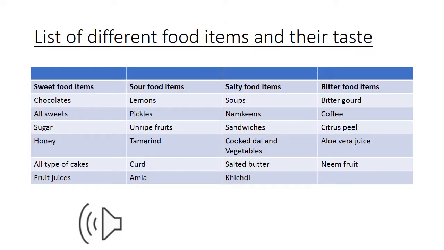So now you can see there are four kinds of food items. You can see in the list there are salty, sweet, bitter and sour food items. You can see all the food items in the list and you can understand how we use these food items in our daily life.